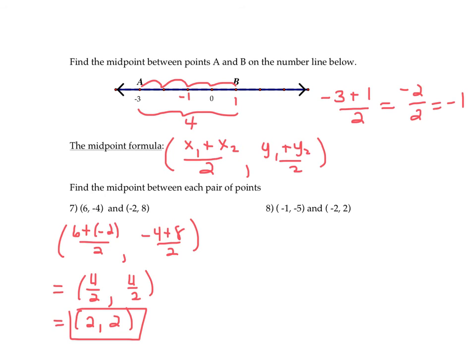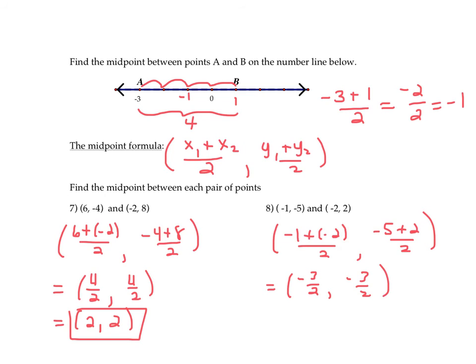In our second example, number 8, finding the midpoint between these 2 points, we want negative 1 plus negative 2 divided by 2, negative 5 plus 2 divided by 2. So negative 1 plus negative 2 is negative 3 over 2. Negative 5 plus 2 is negative 3 over 2. We'll just leave it like that. Now, it's not always the case that x and y are both the same. I just happen to make up 2 examples where this is what happened.